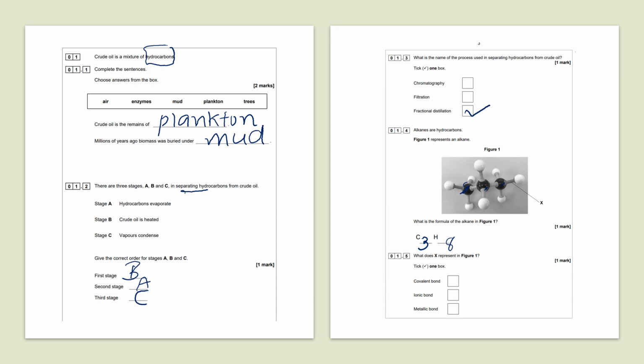What does X represent here? Now they're asking you for the type of bonding, and as you can see, they are sharing electrons, so it will be covalent bonding.